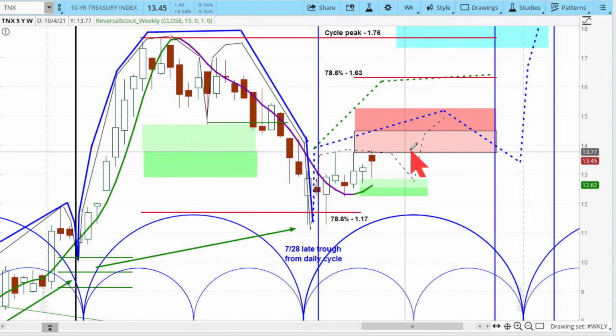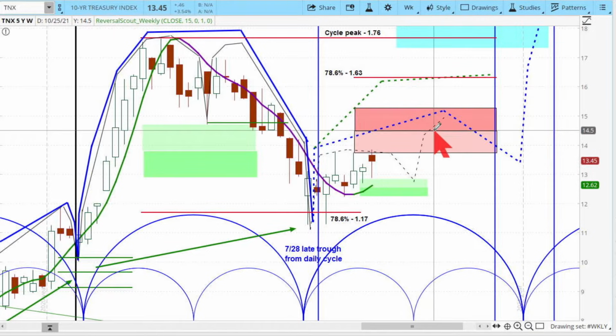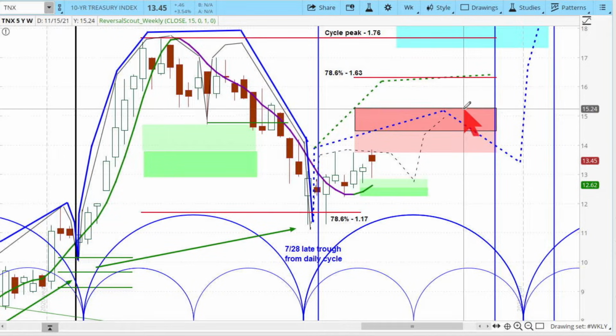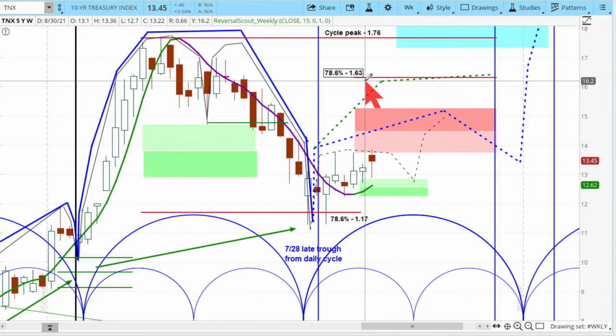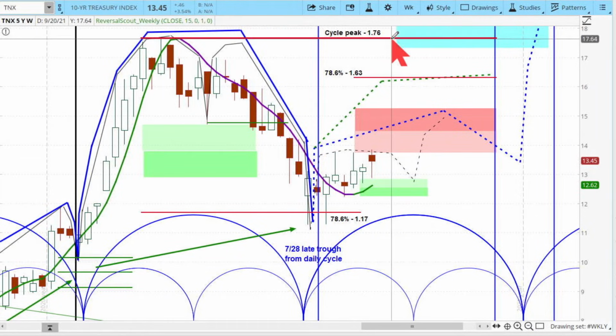The resistance levels right over here, this is 1.45%. That's only another point on the upside. This right over here is at about 1.52%. There's 1.63%, and this cycle peak up at 1.76%.